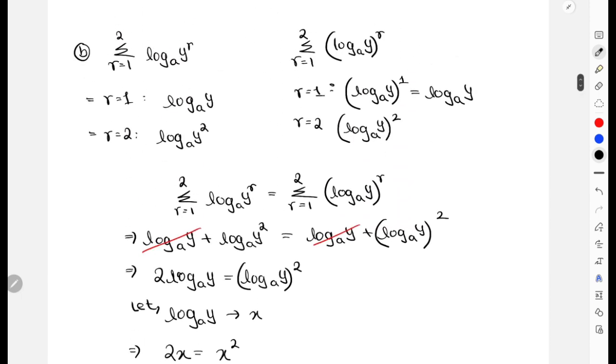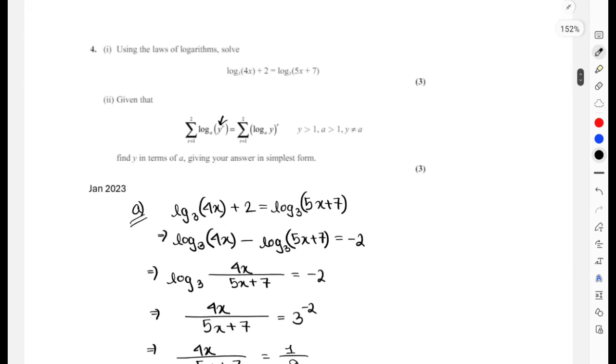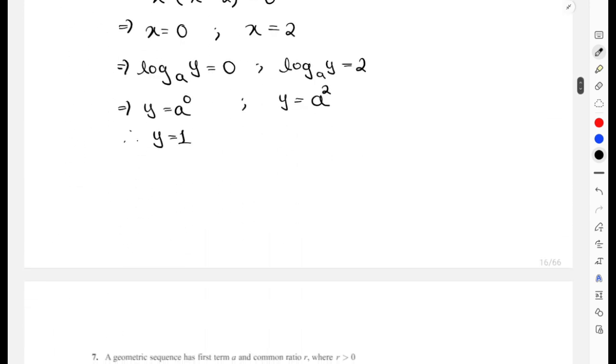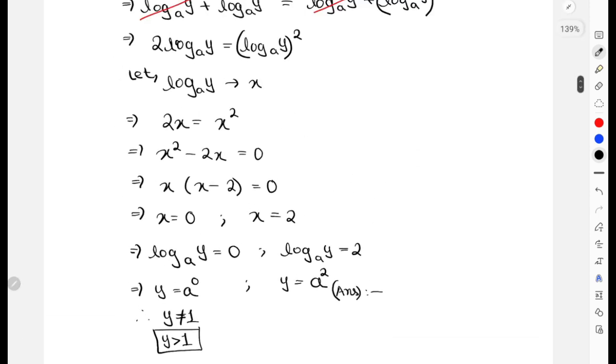But I don't think we can accept the value y equals 1 in the question. If I go back, it was already stated that the value for y has to be greater than 1, and according to that we cannot accept this value. The value for y has to be greater than 1. It was given in the question, so we cannot accept that as a possible answer. So the only answer over here is that the value for y is a square.